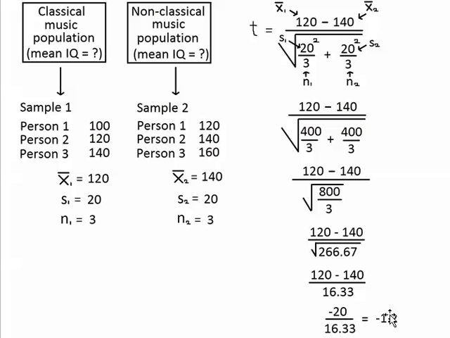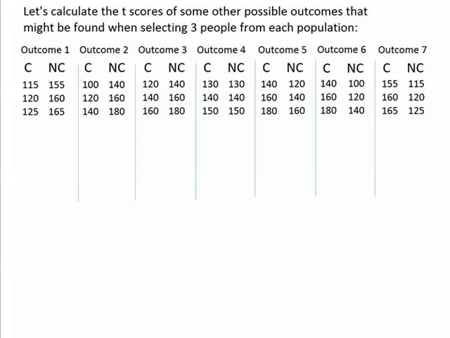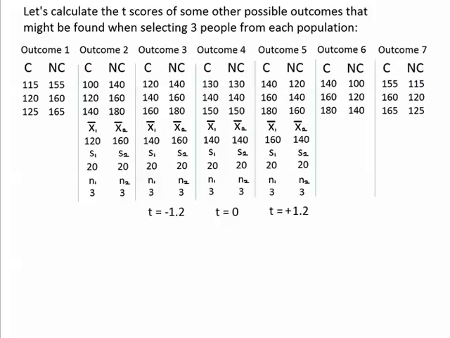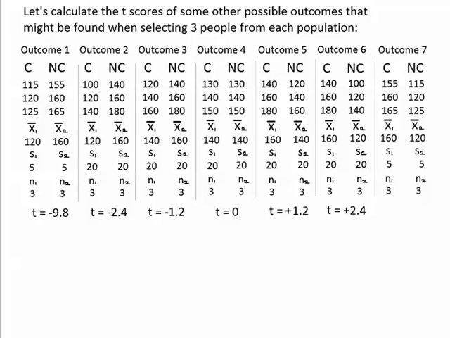We're going to have to actually go to a table and look up our critical value, and then after we look it up, we can compare this t-score to the critical value and see if it reached it. Before we look up the critical value, I want us to look at t-scores of some other possible outcomes that we could have found, just to give you an idea of what the t-score represents. So here are 7 different possible outcomes that could have been found in the study. And each one would lead to its own t-score.